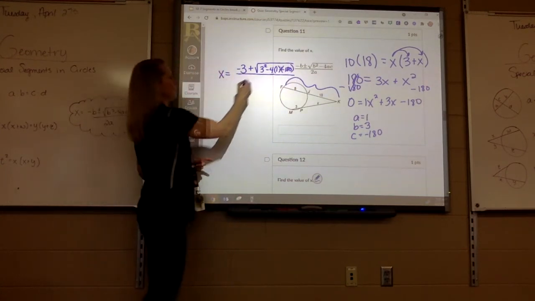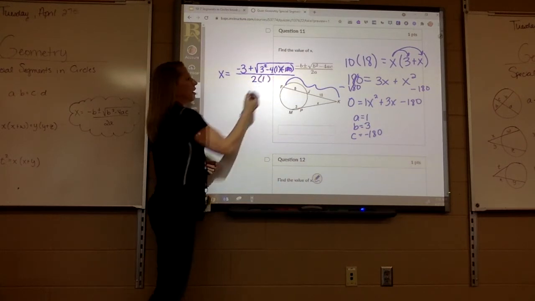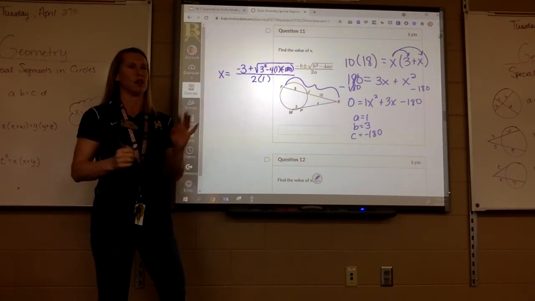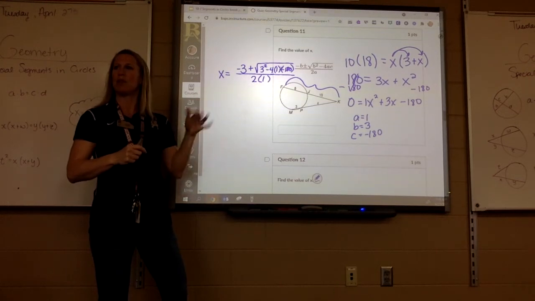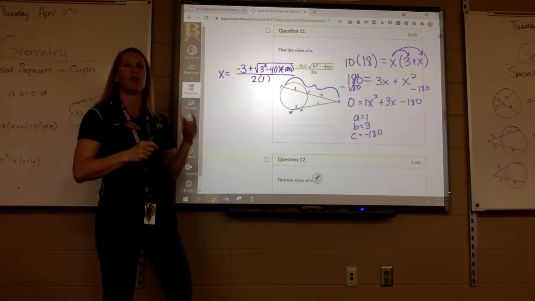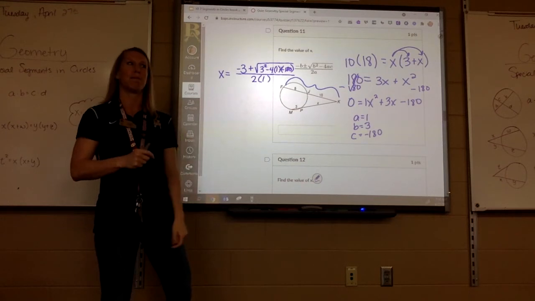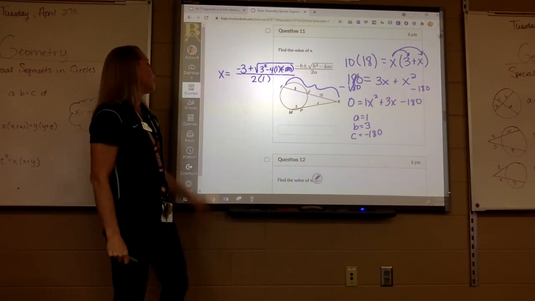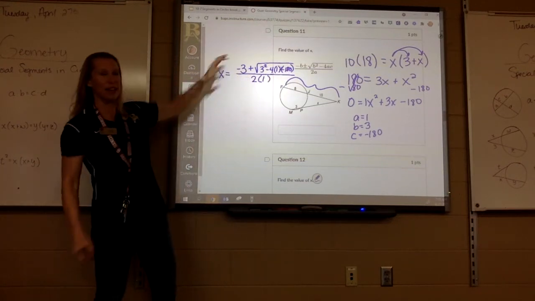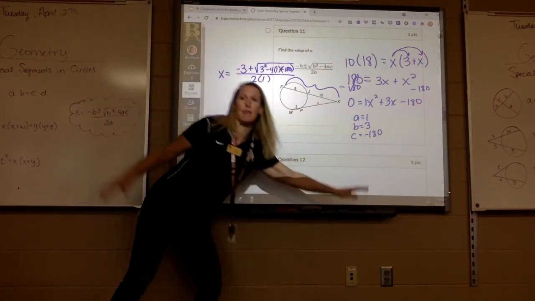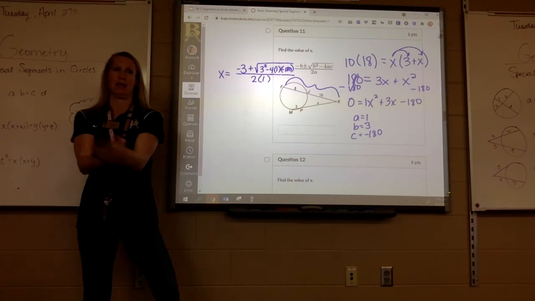All over 2a. When I taught Algebra 1, like 20 years ago, we used to sing that. X equals negative b plus or minus the square root of b squared minus 4ac all over 2a. And they had to know it. Okay. So we got to type this in our calculator. Everybody get your calculators. You're going to practice typing this.